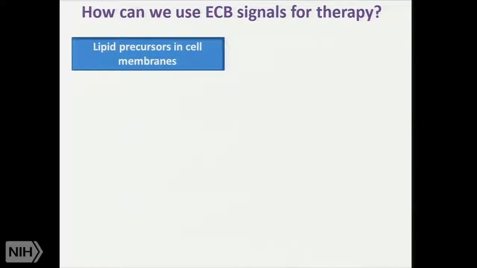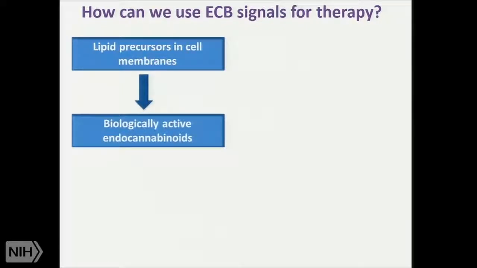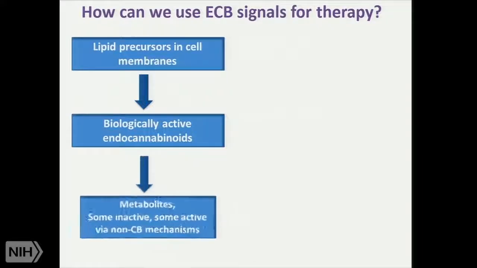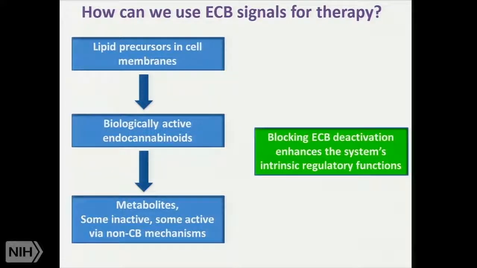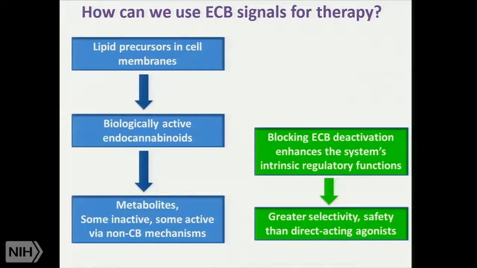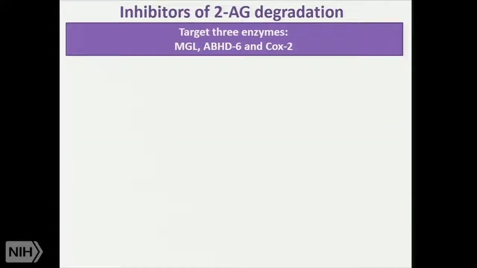Well, let me remind you, first of all, how these compounds are naturally produced. They're produced from lipid precursors in cell membranes. Dr. Cravatt showed some structures. I decided that I wouldn't show you any structures, but the idea is the same. We have the lipid precursor converted into biologically active endocannabinoids, and then metabolites. Metabolites can be active or inactive, but be that as it may, if we block the biological transformation of these endocannabinoids, then we can enhance the system's intrinsic regulatory functions, possibly with greater selectivity than just activating cannabinoid receptors indiscriminately.